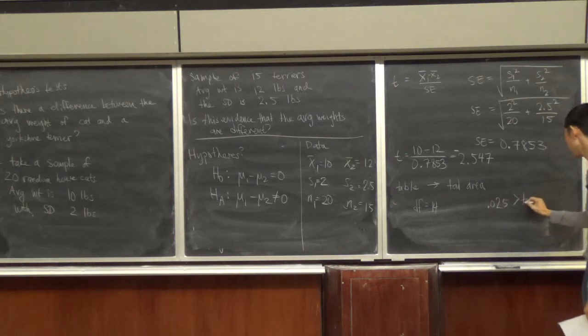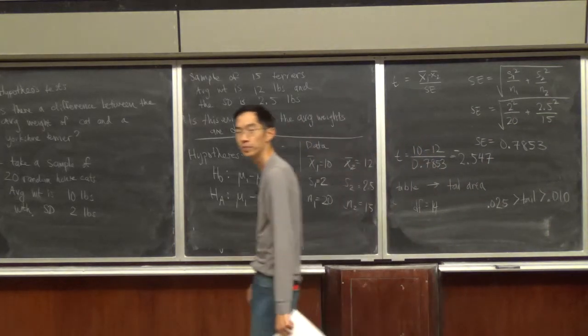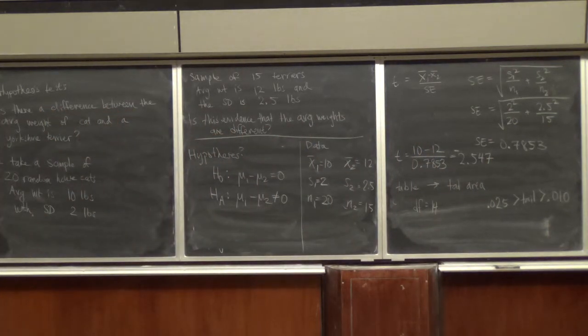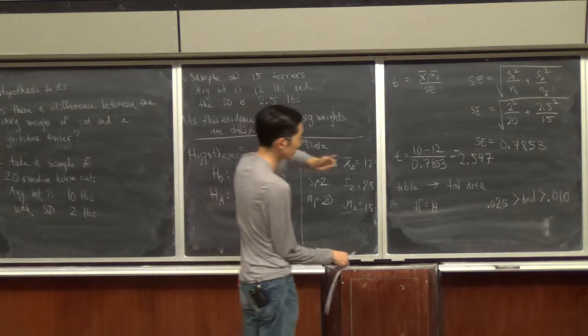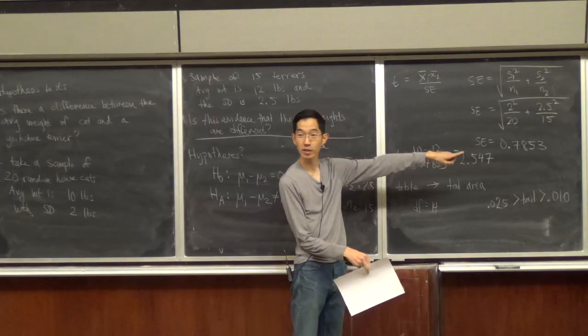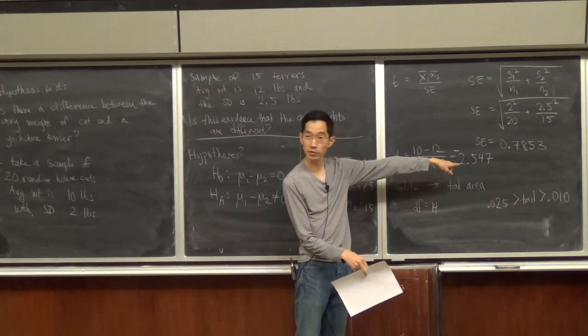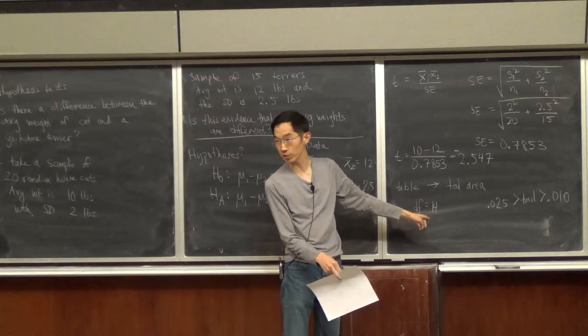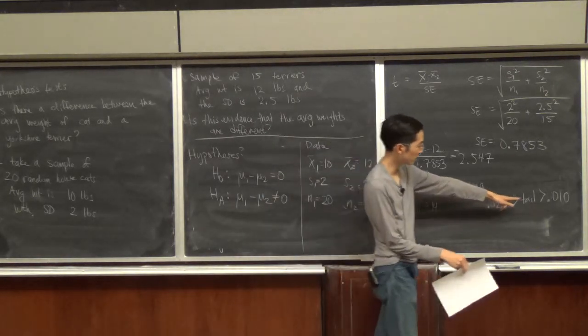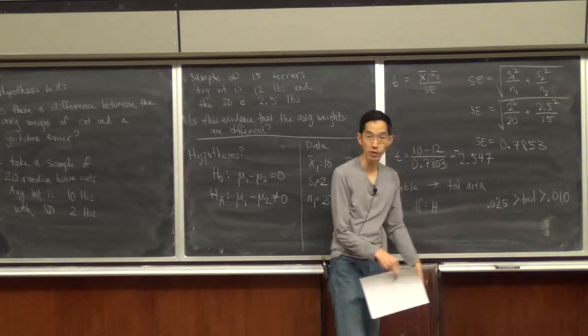So 0.025 is more than our tail, which is more than 0.010. Are we able to get that for our tail area from the table? My statistic, or my t-value, is negative 2.547. I have 14 degrees of freedom. I want to make sure that we can get our tail area to be between 0.01 and 0.025.